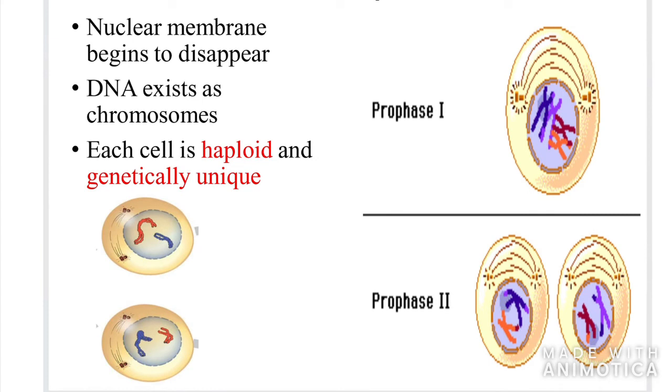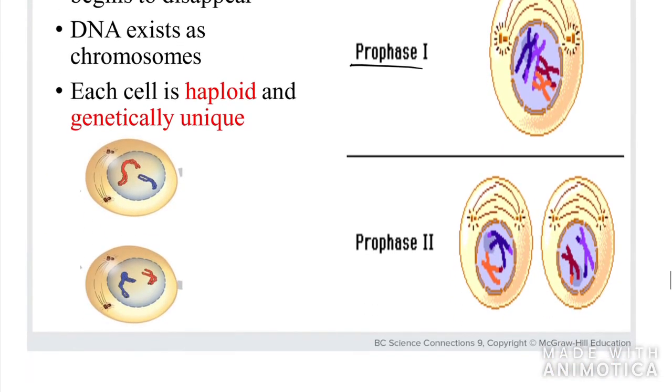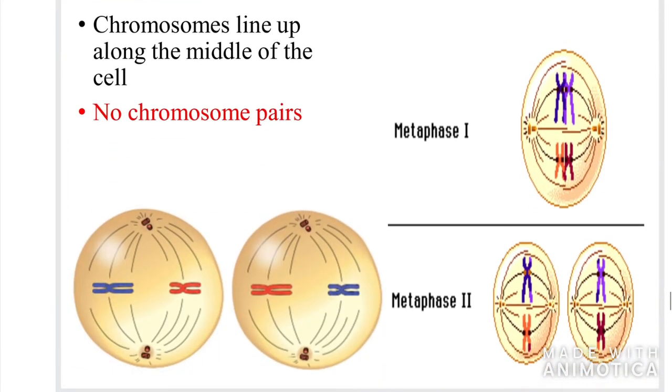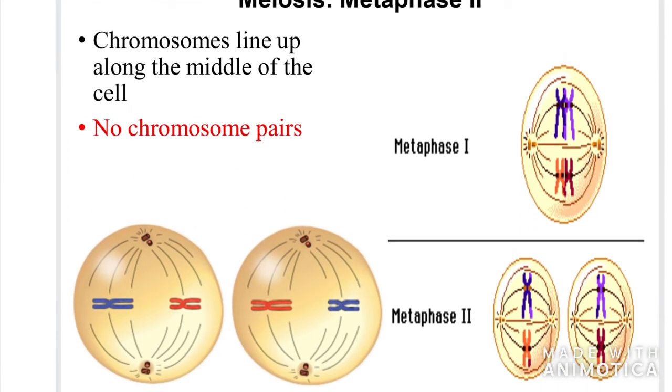So as you can see, in prophase 1, your homologous chromosomes paired up, and your spindle was formed. Your spindle is still formed, but there are no homologous chromosomes to pair up. There's just single chromosomes in there. Then in metaphase, we get back to our single file. There's no chromosome pairs, they just line up just like in mitosis.